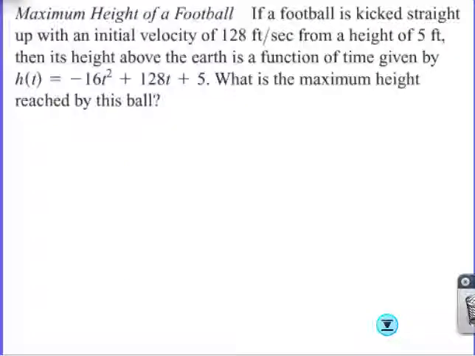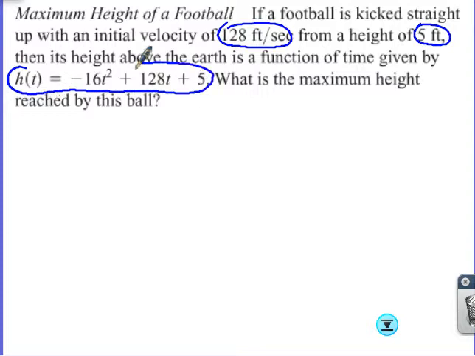Maximum height of a football. If a football is kicked straight up, I don't know why you would want to kick a football straight up, but if you ever kick a football straight up with this initial velocity from a height of 5 feet, then its height above the earth is a function of the time given by this function. At any time, you can tell how high the football is by plugging it into that function. What is the maximum height?